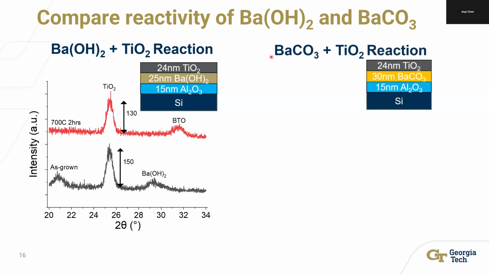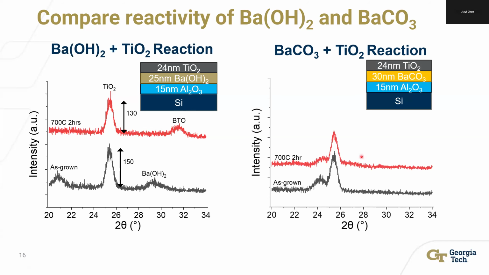And for the barium carbonate structure, we do the same thing: we take the as-grown sample XRD and we take the XRD after annealing, but this time we don't see anything happening. Like there is no BTO formation that we expect.